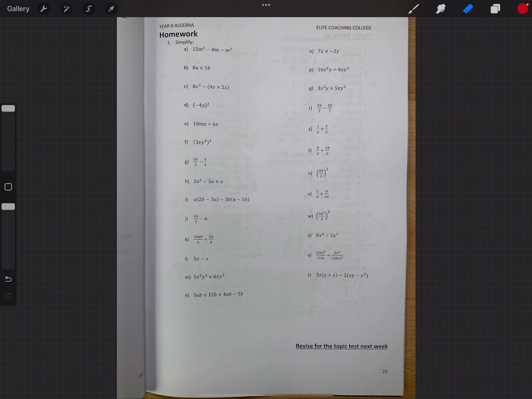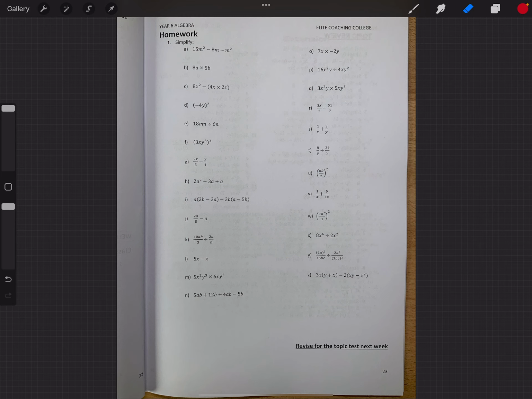Now look at the x. I can divide the top and bottom by x. If I divide the bottom by x, I get 1. Divide the top by x, I get x. Now divide the top and bottom by y. So if I divide the top by y, I get 1. Divide the bottom by y, I get y. So my answer is 4x over y. There's your answer.